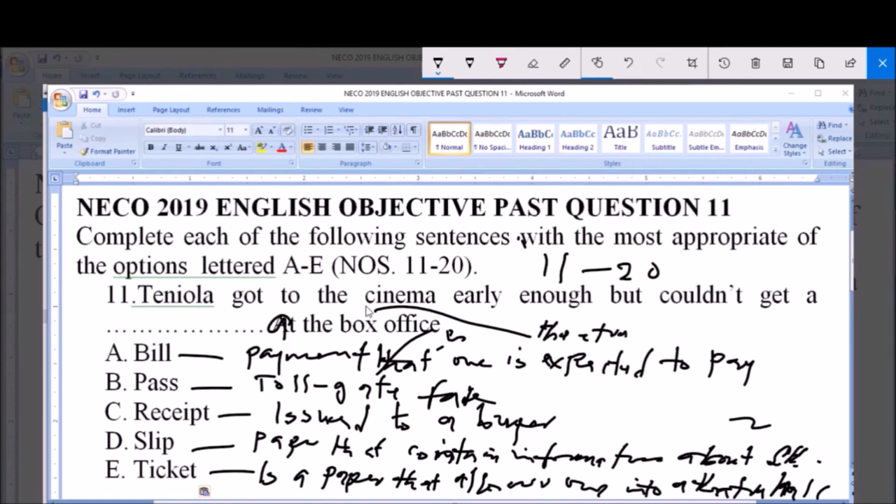So Teniola got to the cinema early enough but couldn't get a ticket at the box office. So ticket is the correct option. Option E is correct.